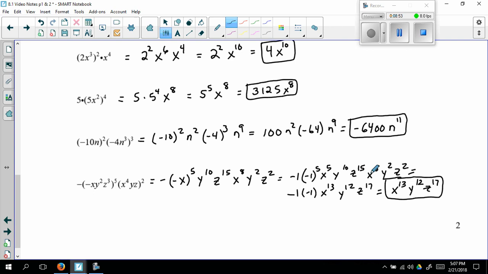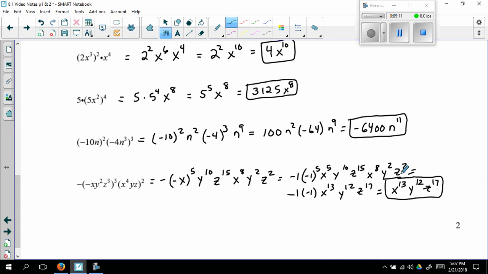I combine my x's, so x to the 5th and x to the 8th is x to the 13th. Y's, I add them, I get 12. Z, I get 17. And then I can evaluate this. Negative 1 times negative 1 is just 1, so I don't have to write it. And I have x to the 13th, y to the 12th, z to the 17th.